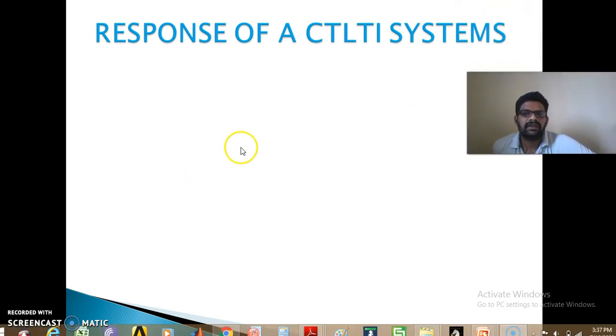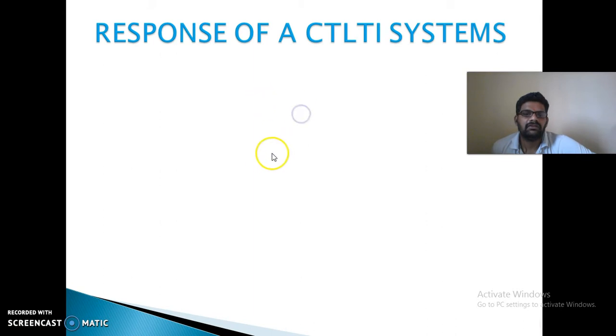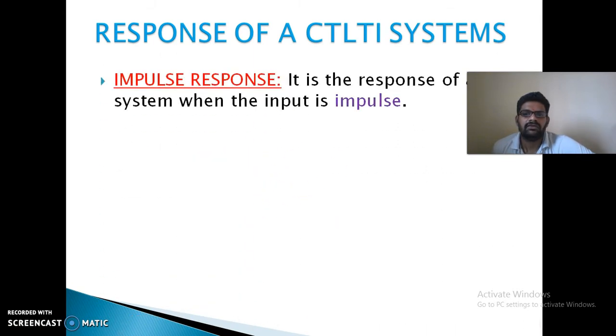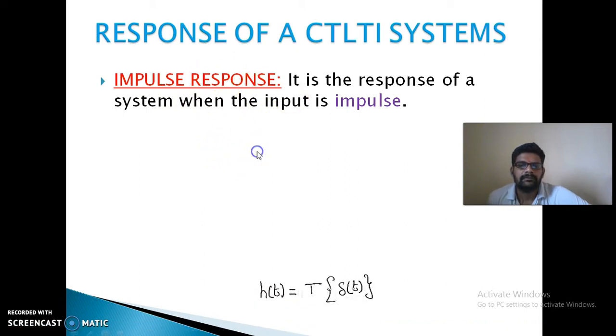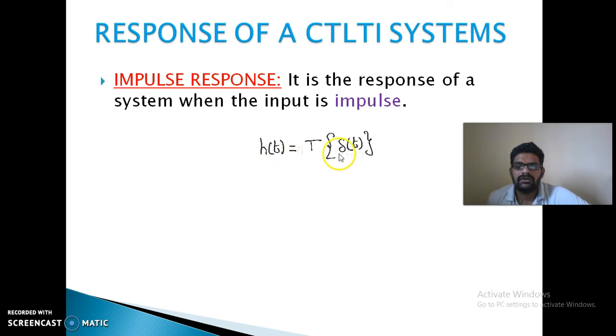Response of a continuous time LTI system: how will you calculate the response? The response is generally the impulse response, denoted by h of t. Any LTI system can be defined by its impulse response h of t. h of t is equal to the transformation of del of t, the impulse function. If the input is the impulse function, then the response of the system is the impulse response h of t.